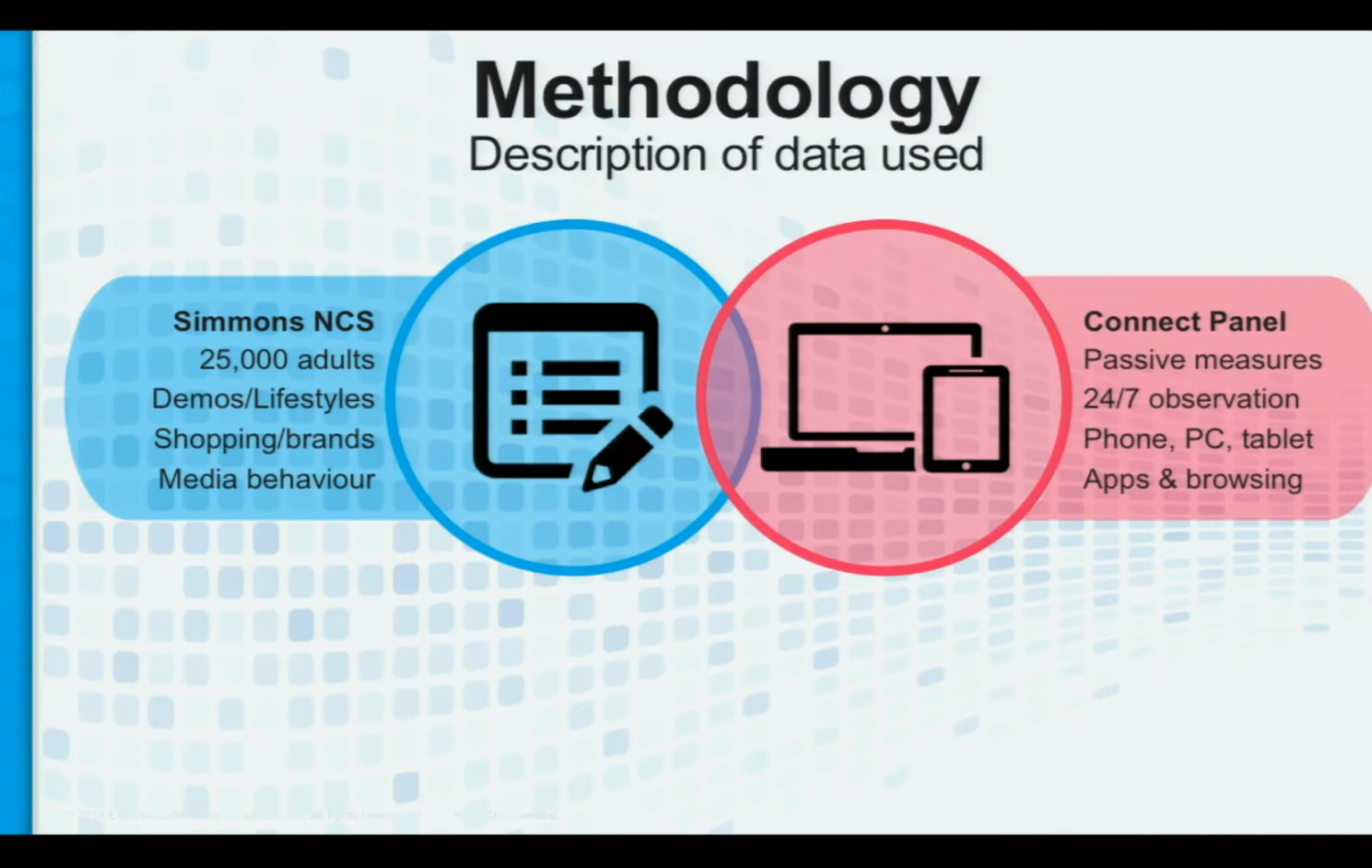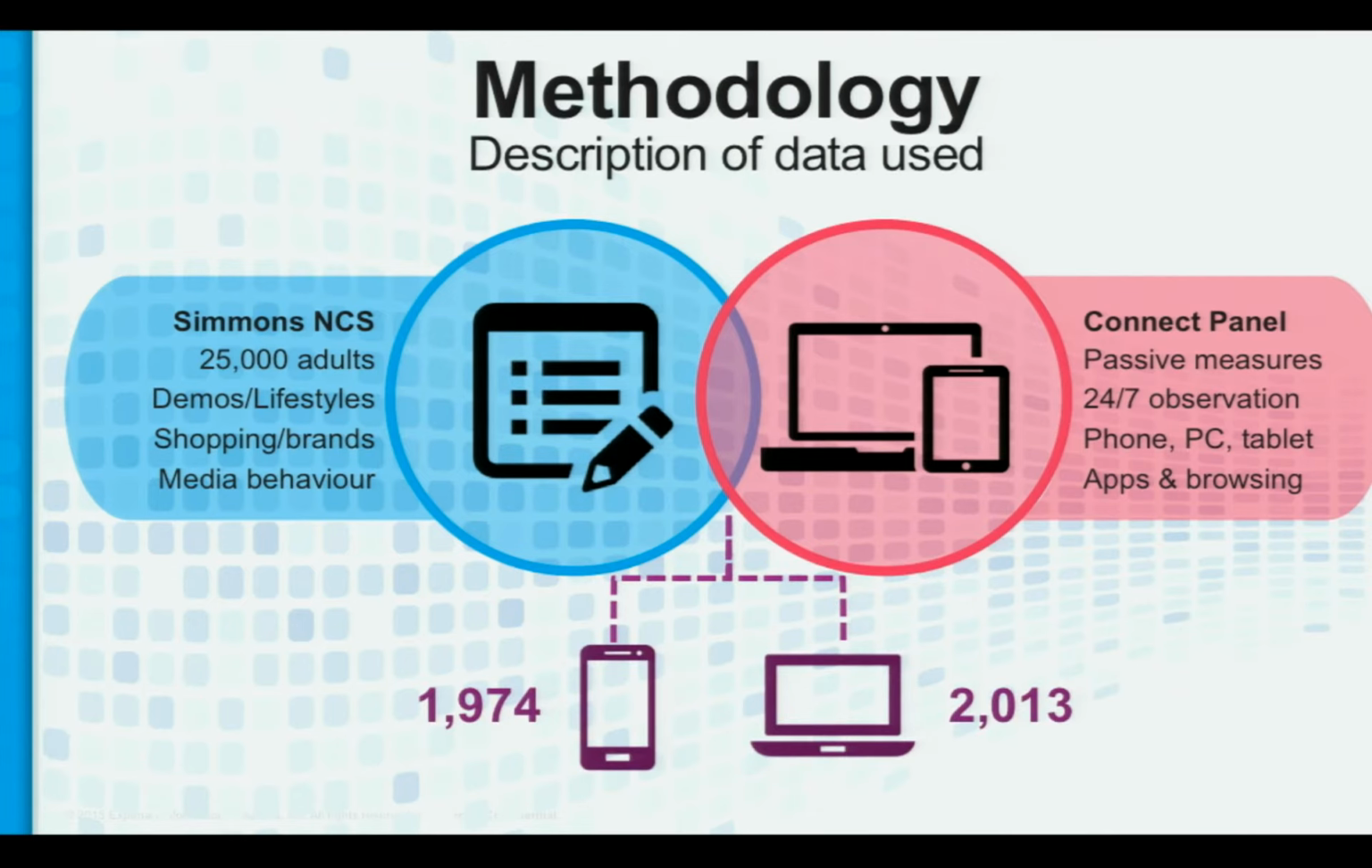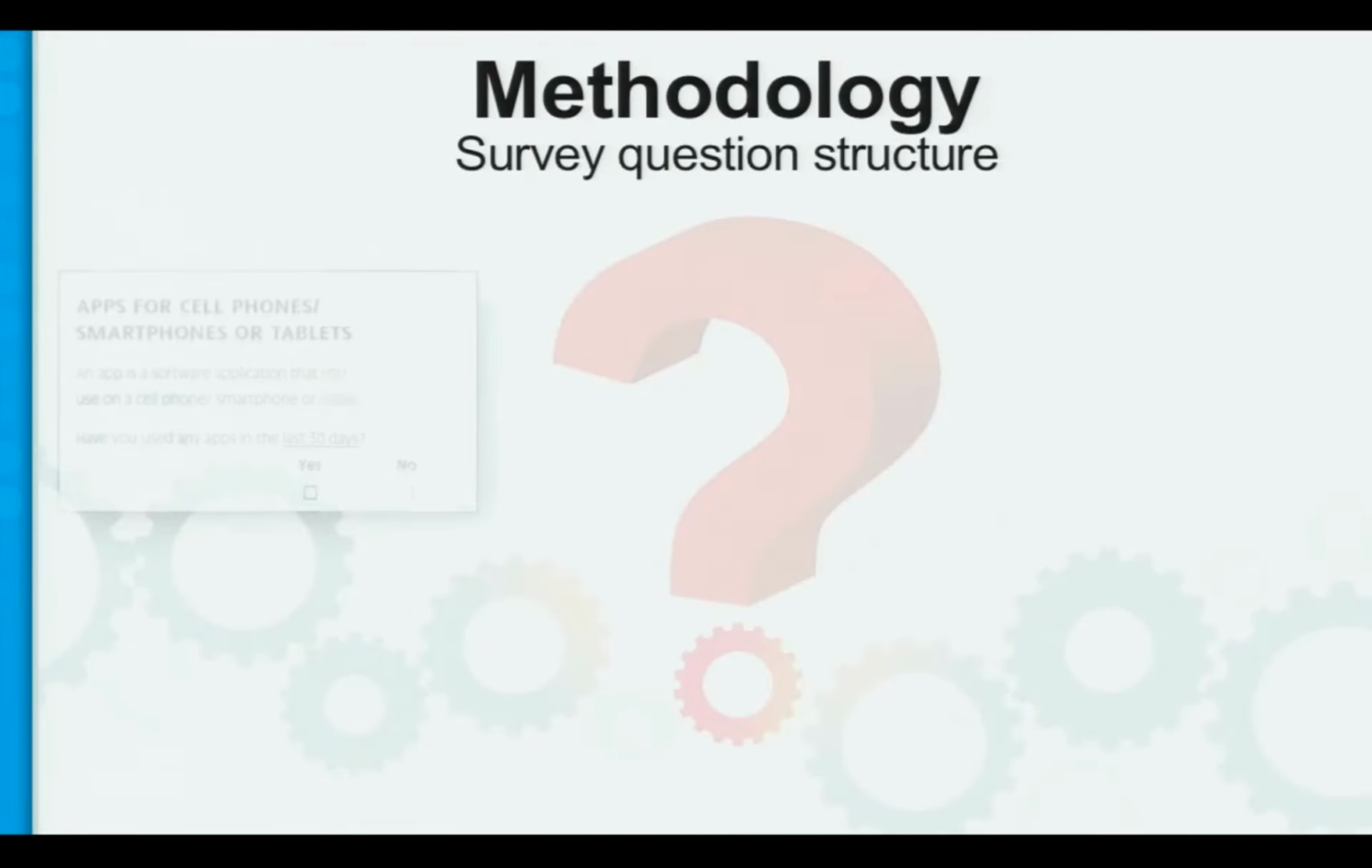And that Connect panel measures everything passively, of course. It's 24/7. It's your smartphone, your PC, your tablet, and it's all apps and browsing behavior, iOS and Android. We can talk about the challenges of measuring those two operating systems, and that's a whole other paper. But suffice to say, after all of that intersection of NCS and Connect panelists, we ended up with about 2,000 in the sample for both of those. So it was quite robust. And we made sure that the incidence level, so people who said yes, I used the internet in the last month, and yes, I used my smartphone, was about 10%. So we made sure that we had pretty robust samples that we could look at.